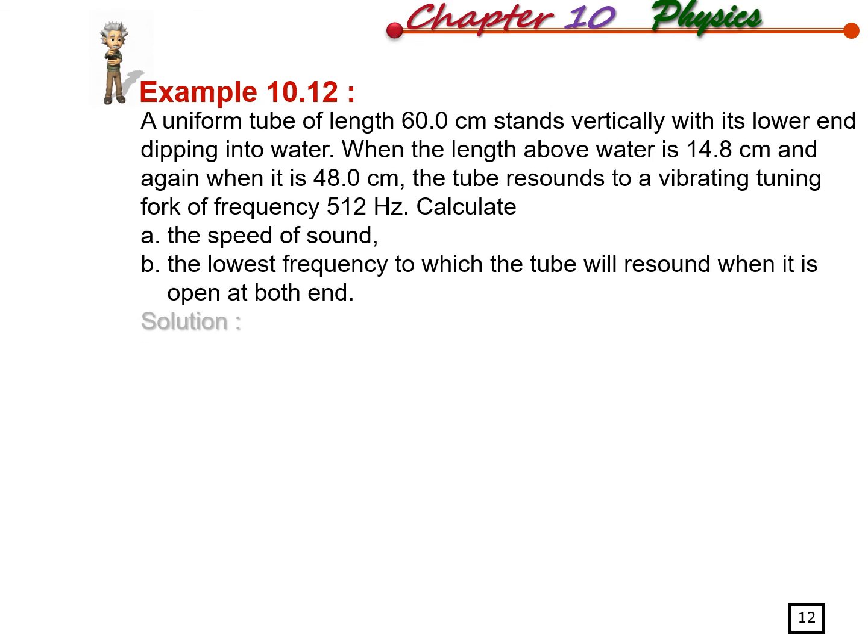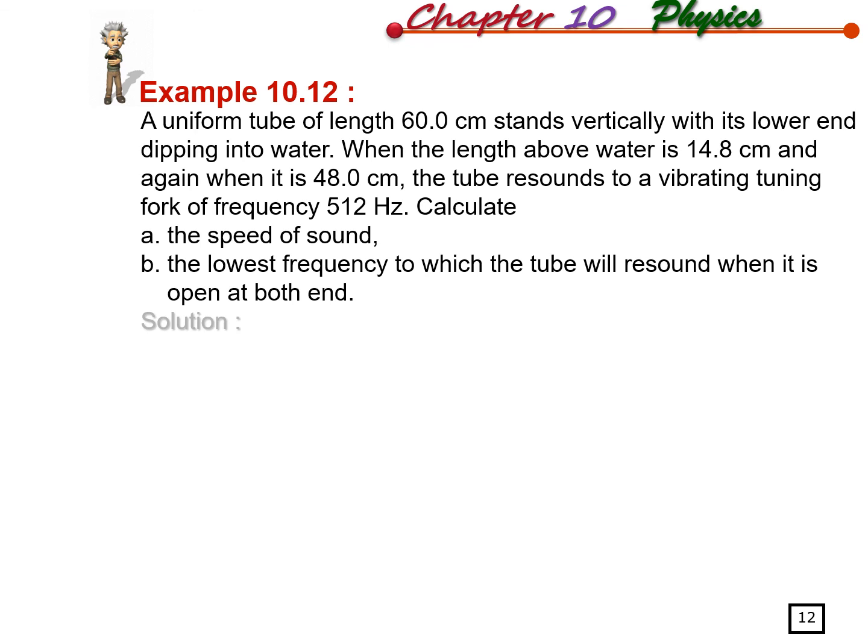Okay, so the last example will be example 10.12. You have a uniform tube of length 60 cm standing vertically with its lower end dipping into water. When the length above the water is 14.8 cm and again 48 cm, the tube resounds to a vibrating tuning fork of frequency 512 Hz. From here they want us to calculate the speed of sound, and the lowest frequency to which the tube will resound when it is open at both ends.